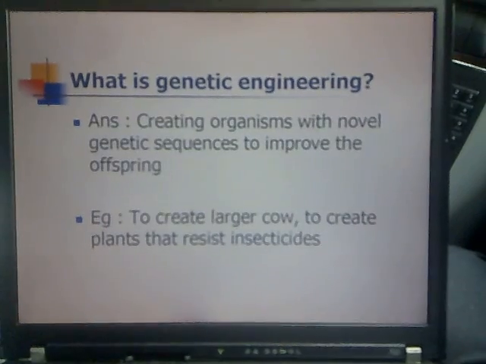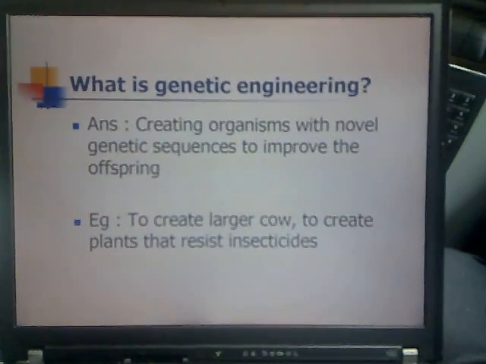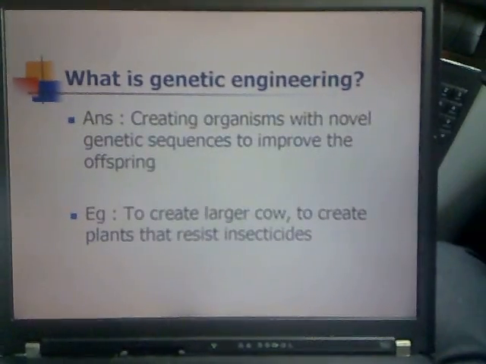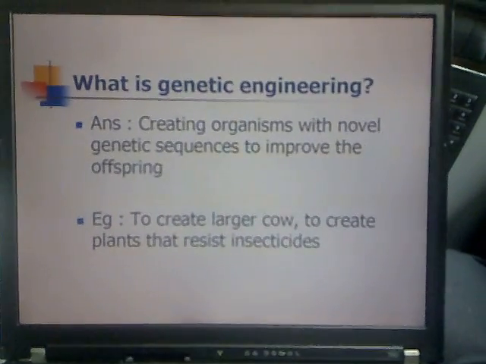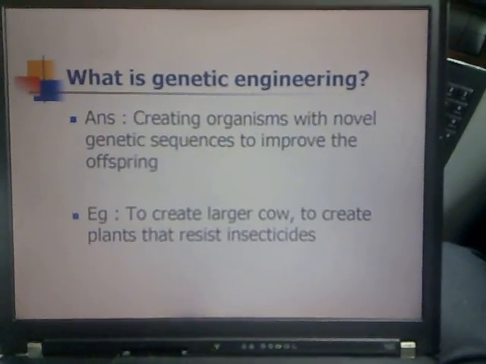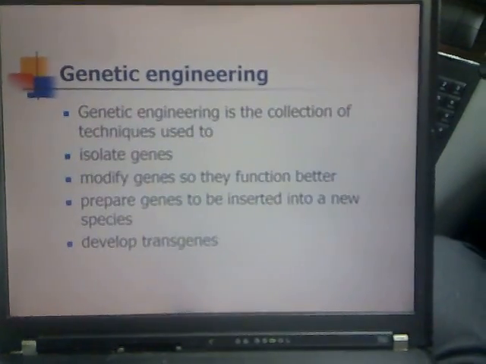Similarly, let's say you may want to engineer a plant in a way that it develops resistance to certain insecticides or to certain insects, so that the plants can grow bigger and look more beautiful. So these are some examples of genetic engineering.